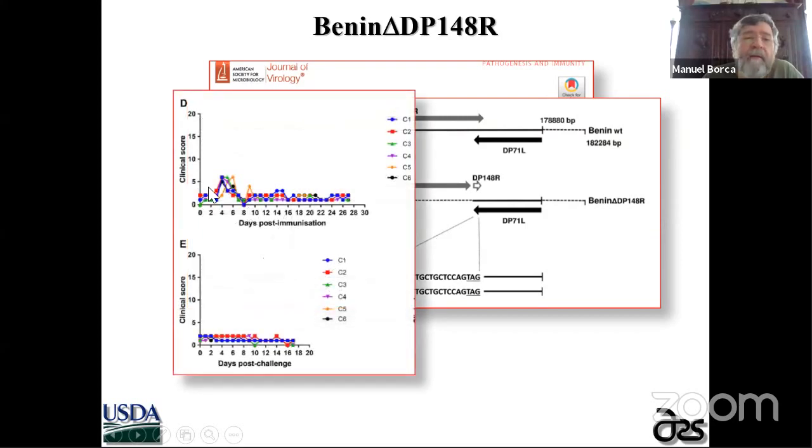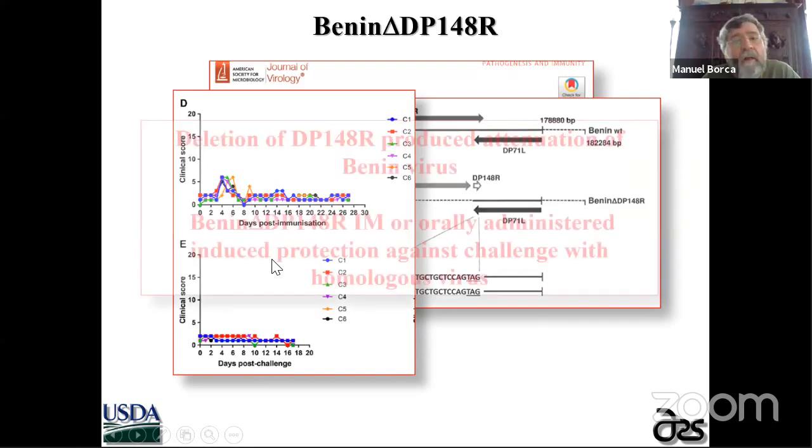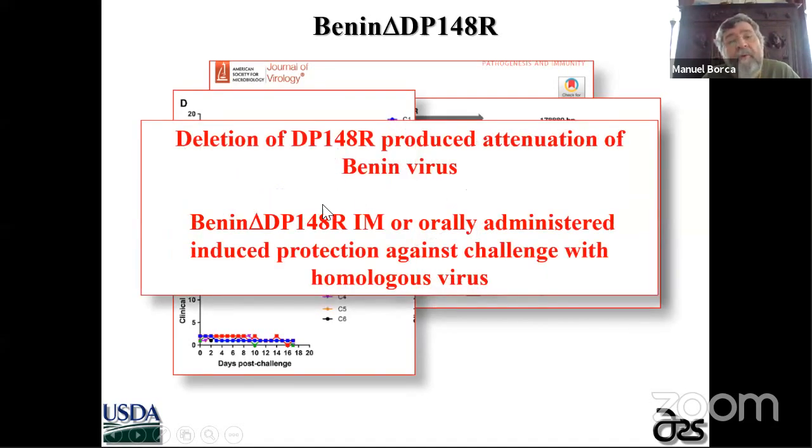And what she showed is that when the gene is deleted in the Benin strain, there is complete attenuation of the virus. Not only that, when challenged with Benin virus, the animals inoculated with the mutant were completely protected. Interestingly, the protection is achieved even if the animals are inoculated with the virus by intramuscular route or by oral administration, which is very important in terms of thinking about administration of vaccine in the field.